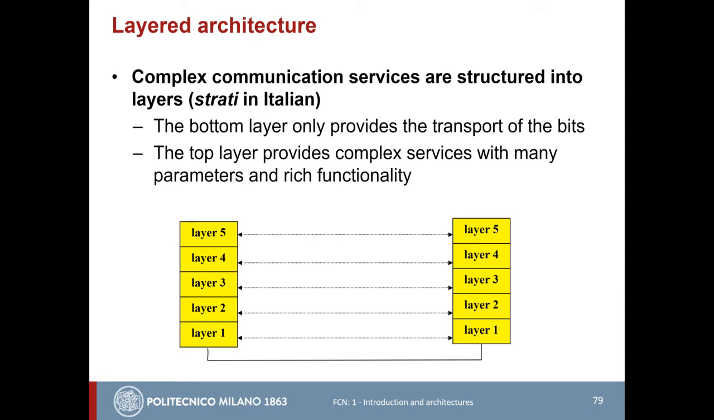When you go up, you start increasing functionality, and the final layer that we have in the internet layer architecture is communicating to the applications. It's taking data and releasing data to the applications.